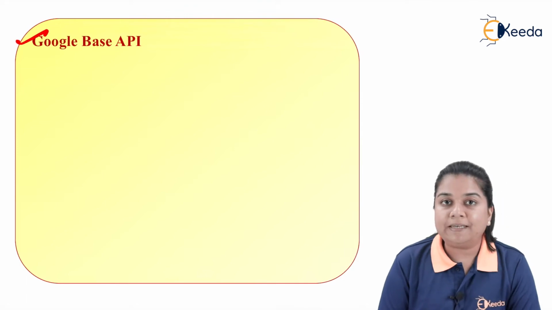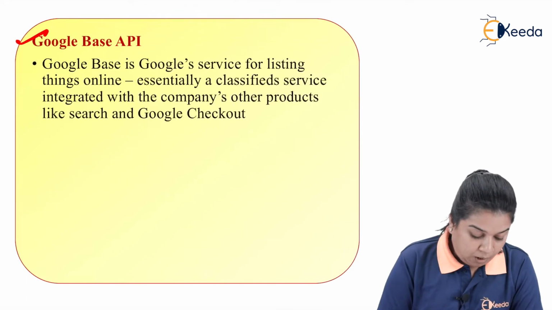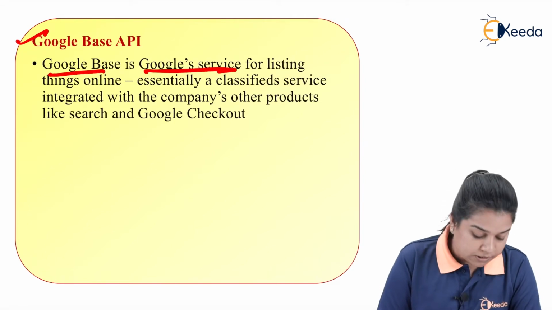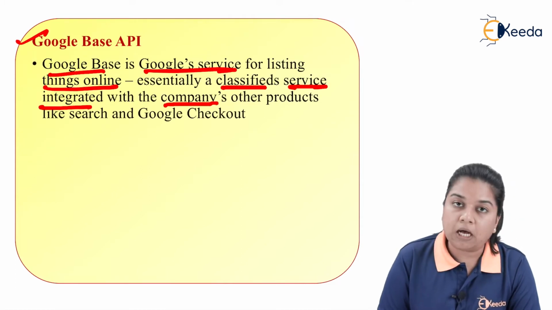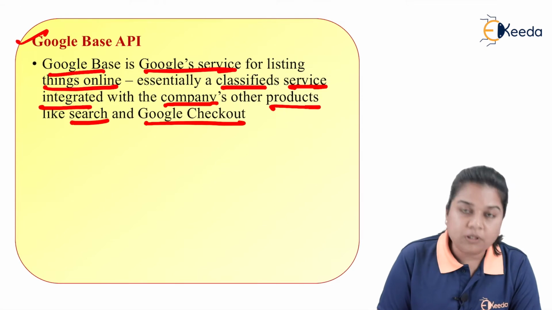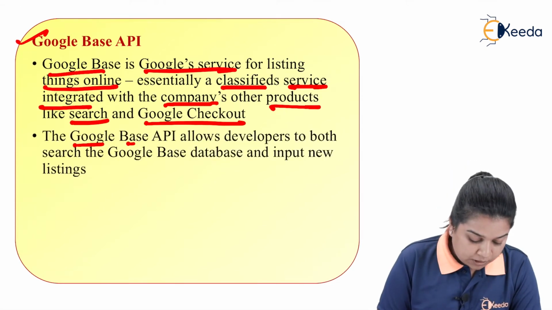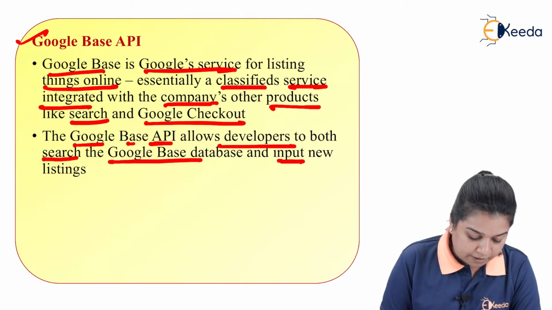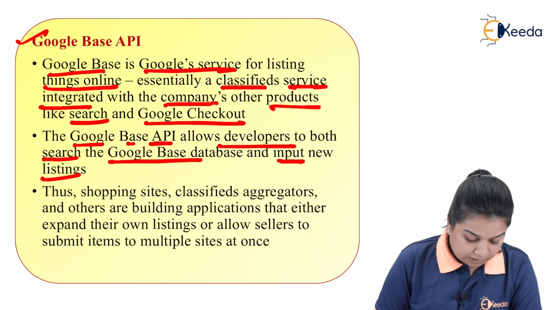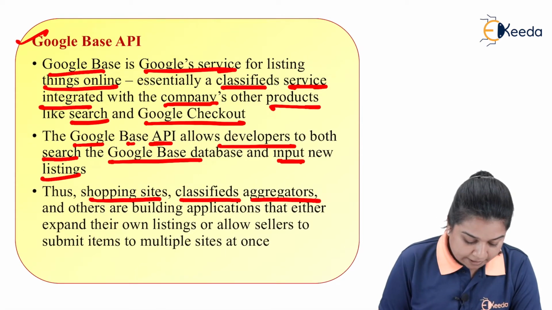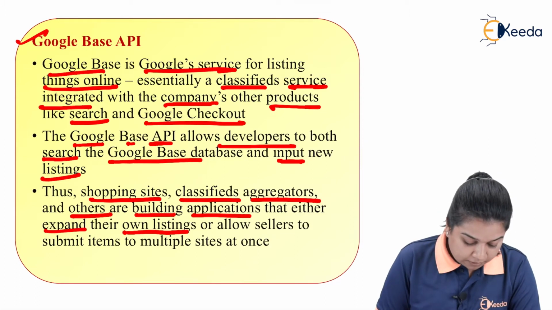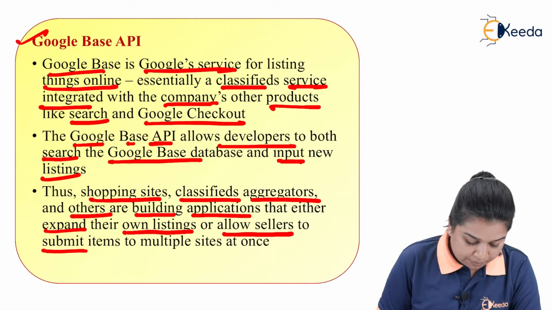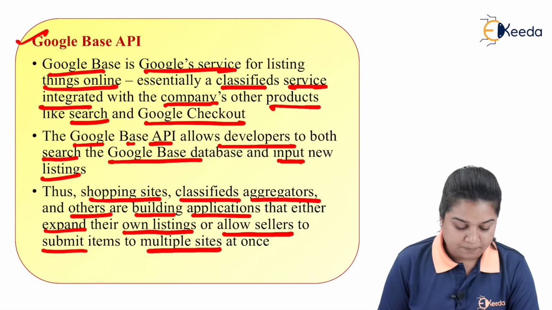Then comes Google Base API, Application Programming Interface. Google Base is Google's service for listing things online. Essentially, a classified service integrated with the company's other products like search and Google Checkout. The Google Base API allows developers to both search the Google Base database and input new listings. Thus, shopping sites, classified aggregators, and others are building applications that either expand their own listings or allow sellers to submit items to multiple sites at once.